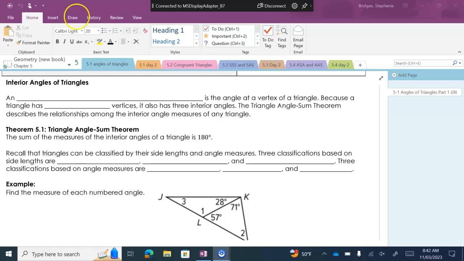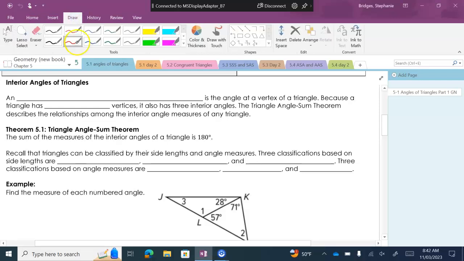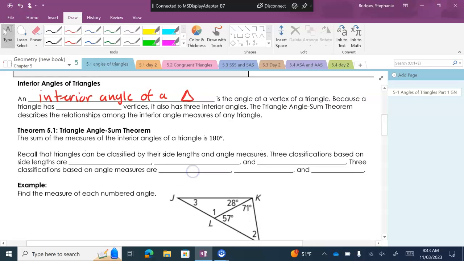So in this first blank, what we are going to write is an interior angle of a triangle. And I just draw the shape instead of writing the words because I can. Okay. An interior angle of a triangle is the angle at the vertex, so at the corners of your triangle.